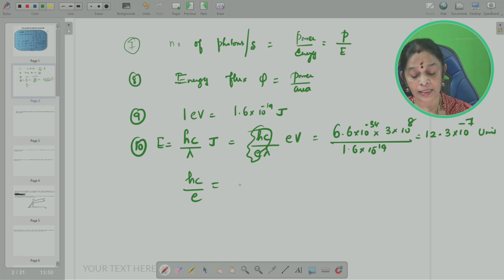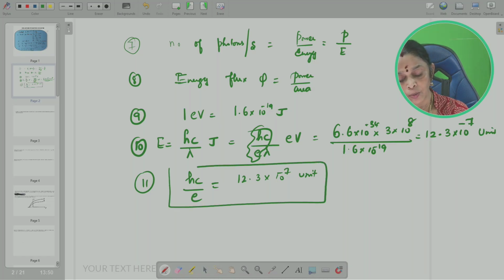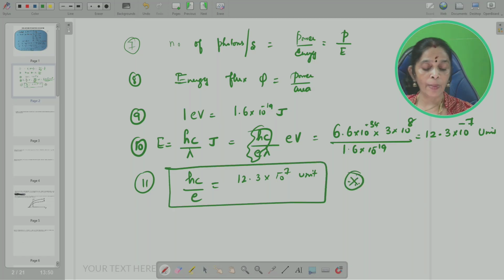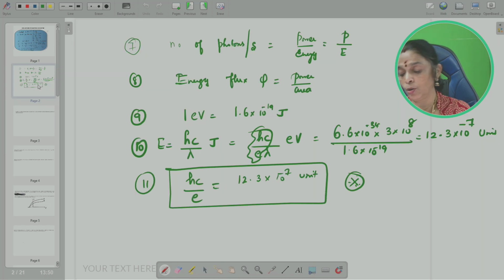So keep that in mind, the hc by e value is 12.3 into 10 power minus 7 units. This is what we are going to use for doing numericals. Now let us start doing the numericals.